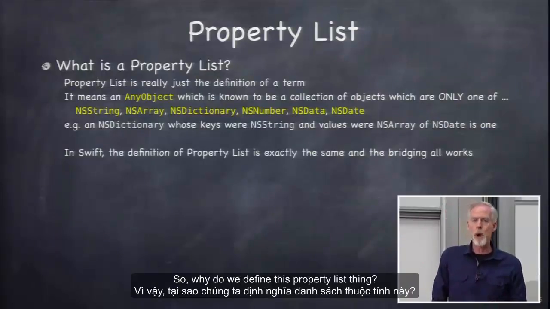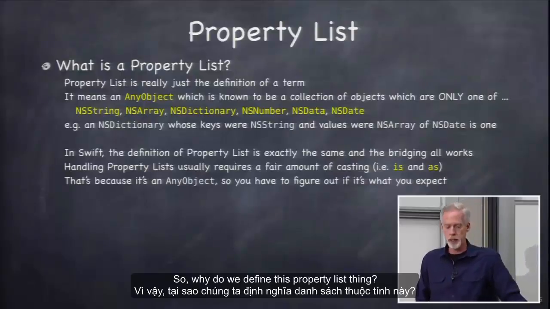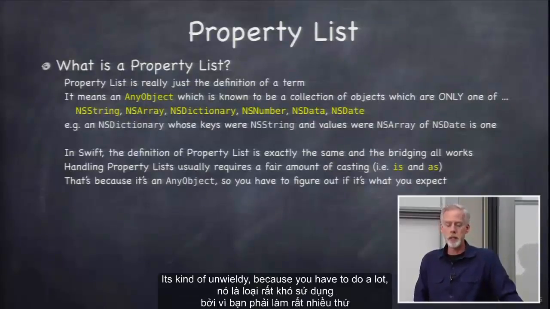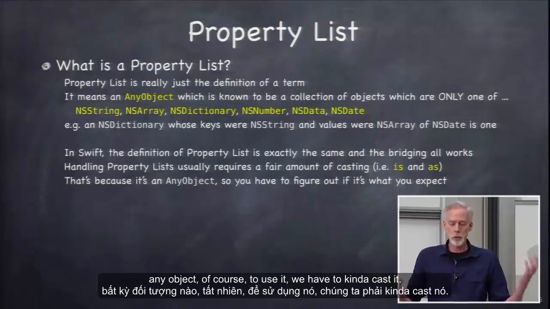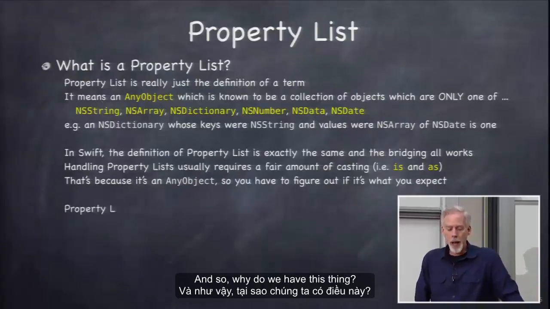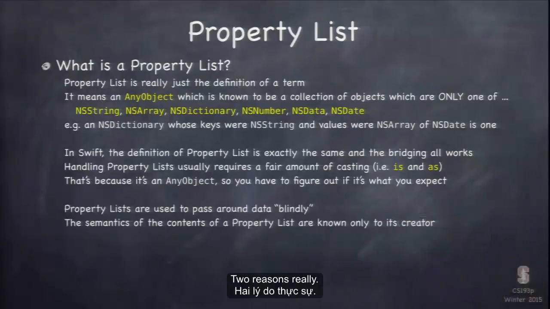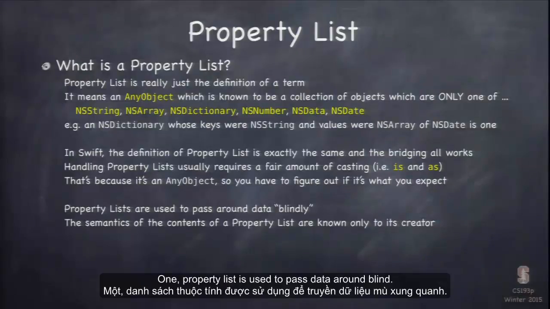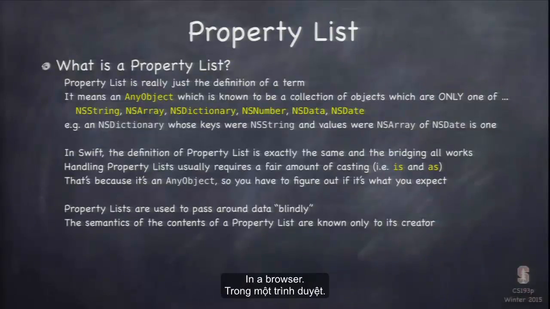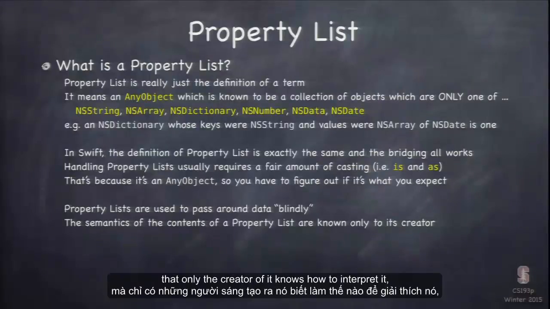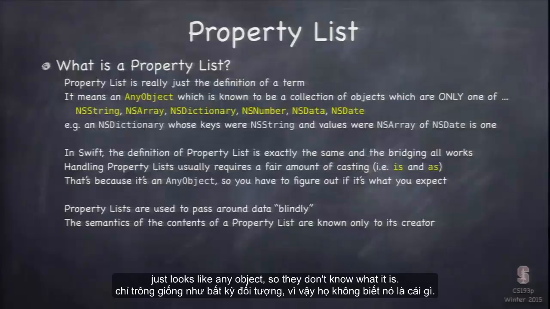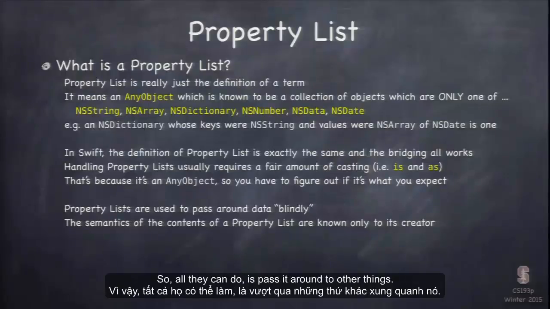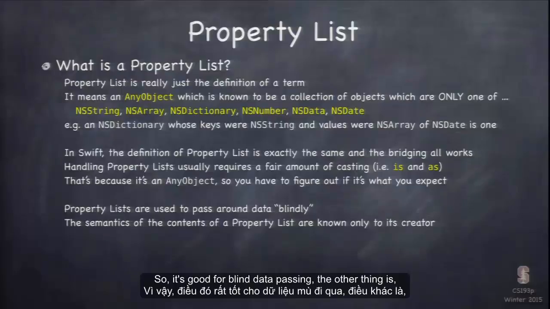So why do we define this property list thing? It's an AnyObject. It's kind of unwieldy because you have to do a fair amount of casting, ising, and asing, because to use an AnyObject, we have to cast it. So why do we have this thing? Two reasons, really. One, property list is used to pass data around blind. It's like a cookie in a browser or something. It's kind of a bundle of data that only the creator of it knows how to interpret, because only they know what strings, arrays, dictionaries, and stuff are in there. But to everyone else, it just looks like AnyObject, so they don't know what it is. So all they can do is pass it around to other things. So it's good for blind data passing.